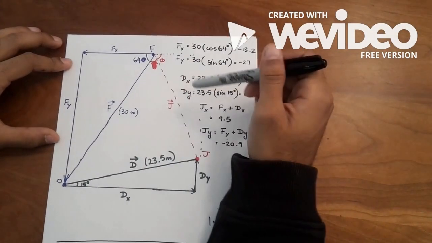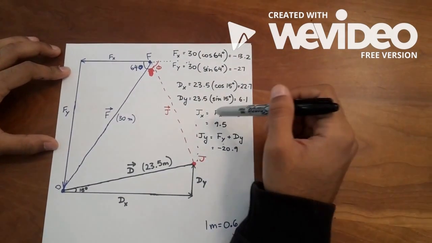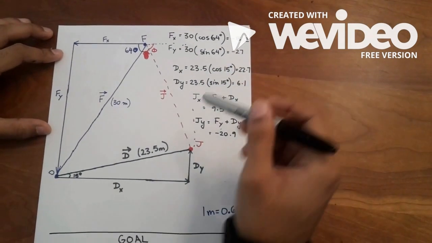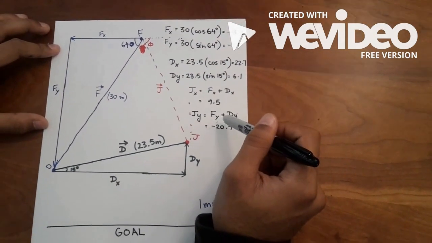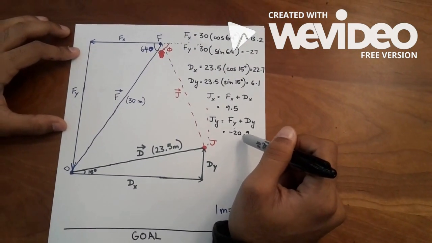To find j of x, which is from here to the point here, we take the sum of f of x plus d of x, which equals 9.5. And j of y equals f of y plus d of y, which equals negative 20.9.